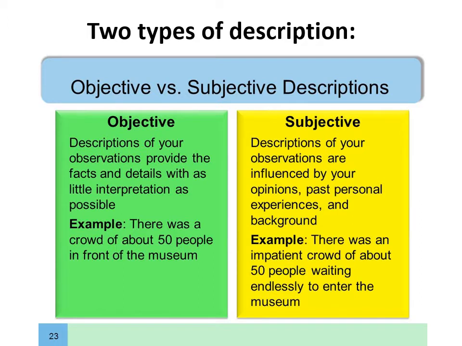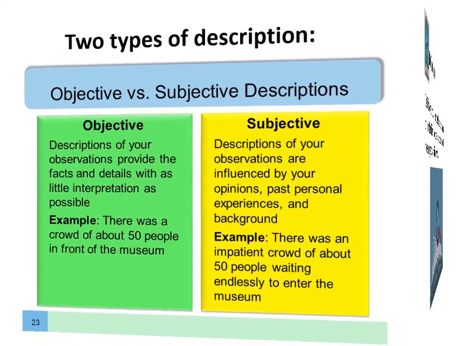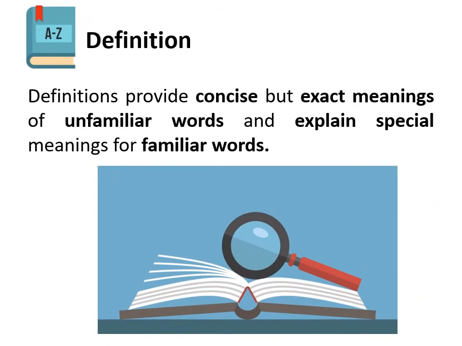But when you say objective, just say how many people are there in the crowd. You don't have to interpret the situation. That is objective versus subjective description. Now, go to the third pattern.